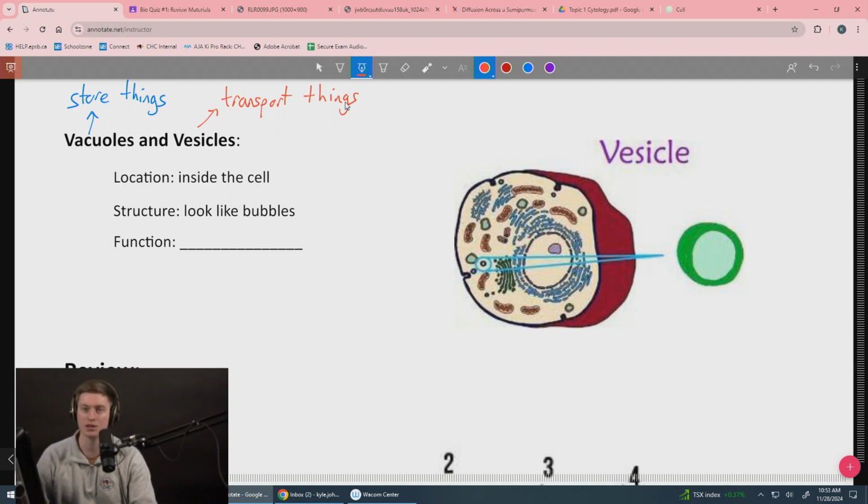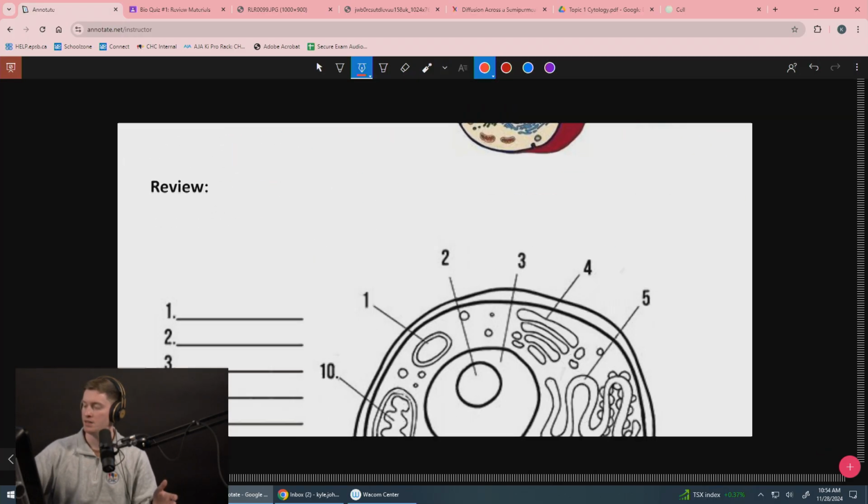They're going to be made at the Golgi apparatus. They look like little bubbles in a cell diagram. And we just wrote here that their function is for storage or transport. If your cell is making something, let's go back to the example of a pancreas cell making insulin. That insulin has to leave the pancreas to go to the rest of the body. You will use a vesicle to store a bunch of insulin, and then you will secrete that insulin out of the cell.